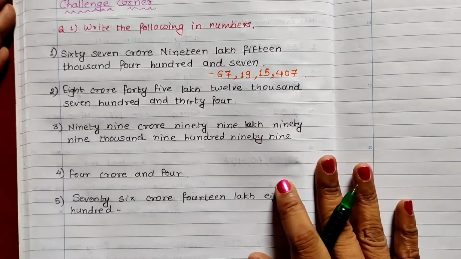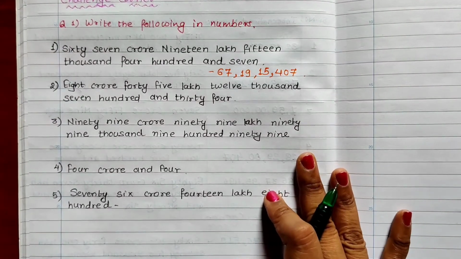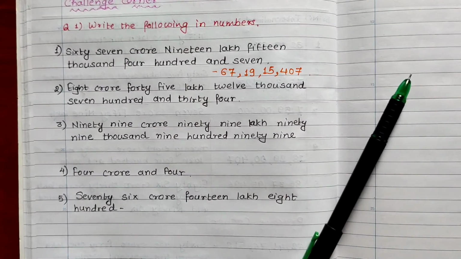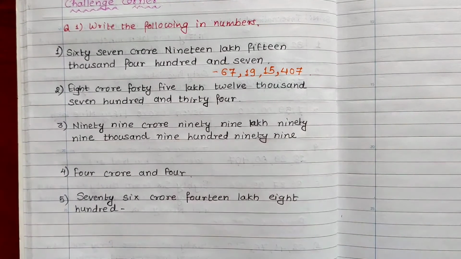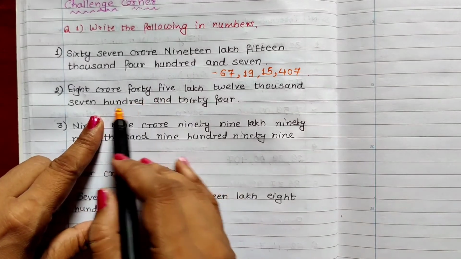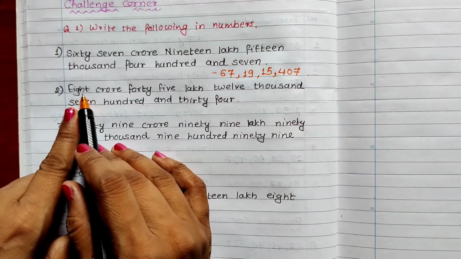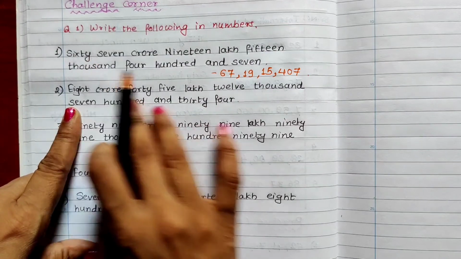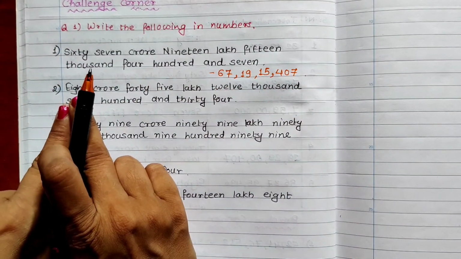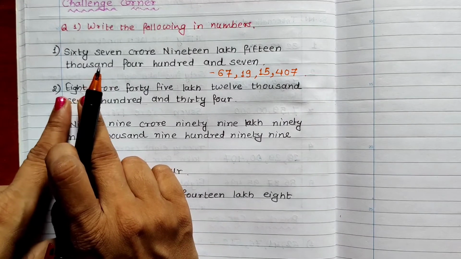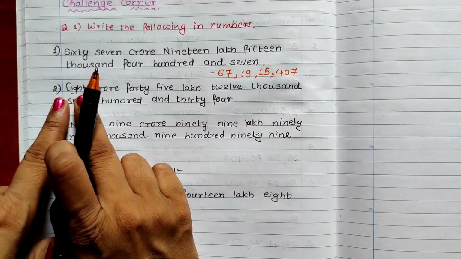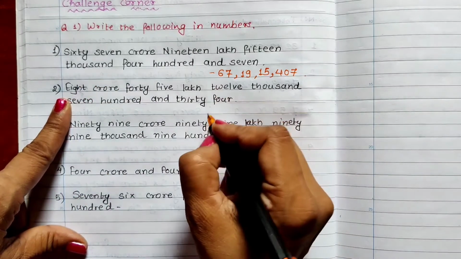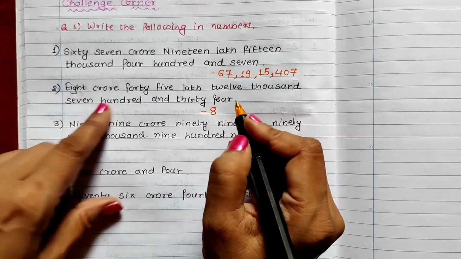Now see, in the challenge corner questions are given in words, in statement form, and we have to write their answers in numbers. So let us write. The first is 8 crore 45. With 8 crore, only one single digit is there. That means this full number should have 8 digits. If there was a pair of two digits, we would have written 9 digits. But here only 8 crore is there.